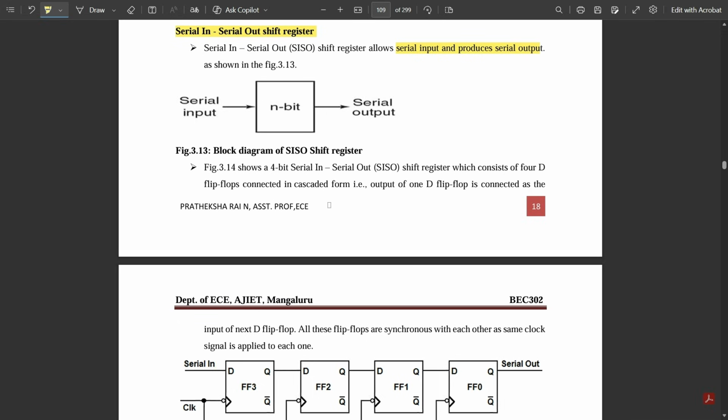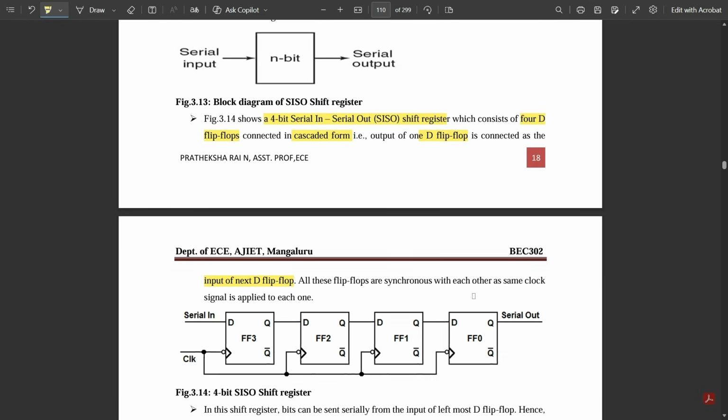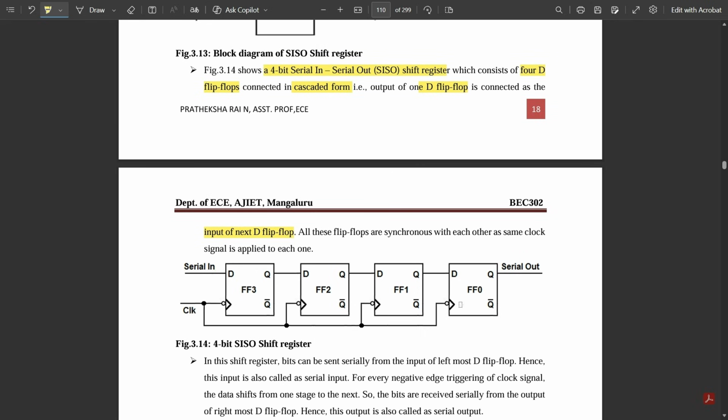Okay. So this figure below shows a 4-bit serial in, serial out shift register, which consists of 4 D flip-flops connected in cascaded form. That is, the output of one D flip-flop is connected as the input for the next D flip-flop. All these flip-flops are synchronous with each other as the clock signal is applied to each one of them. Okay. So what is given here is the basic structure of a 4-bit SISO shift register.